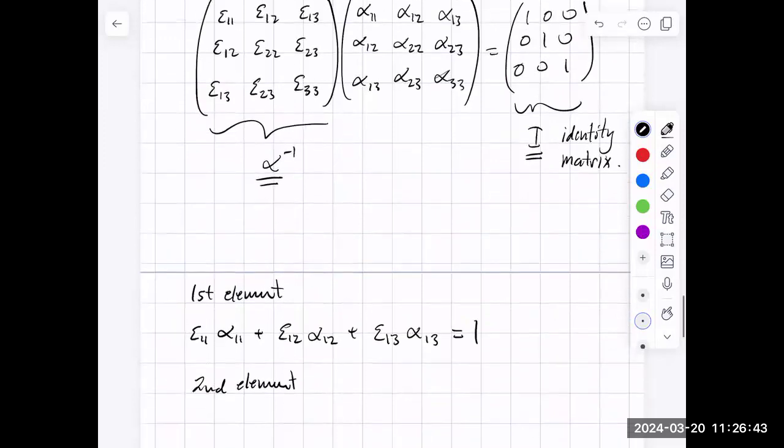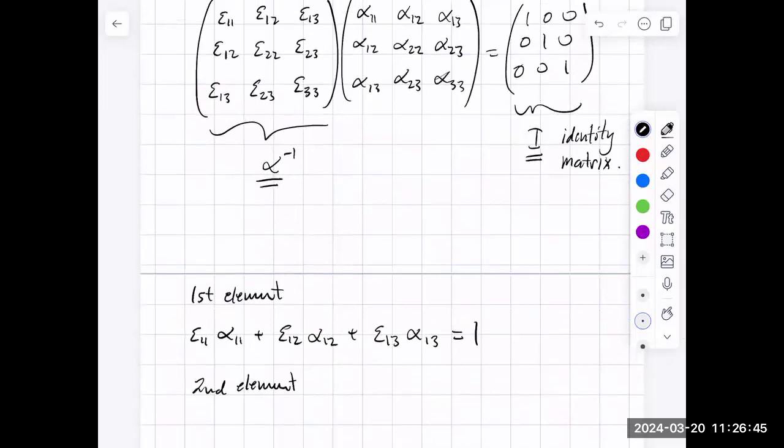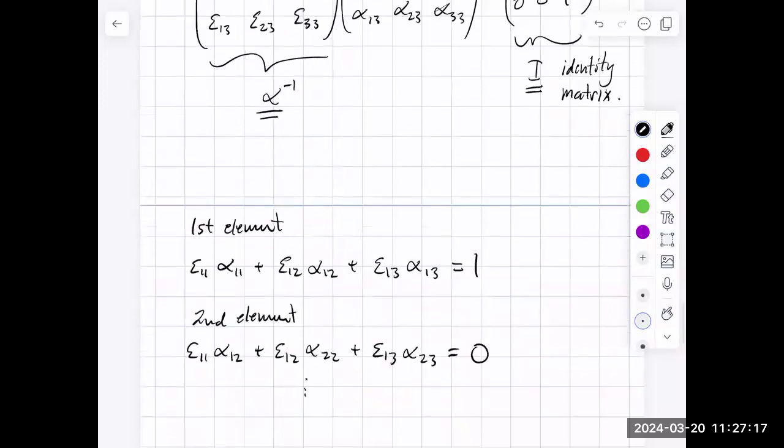Just as an example here, let's do that first row times the second column. So we'll get epsilon 1,1 alpha 1,2 plus epsilon 1,2 alpha 2,2 plus epsilon 1,3 alpha 2,3. And that has to be the top row, second column on the right-hand side, which is a 0 in the identity matrix. This has to be 0. And then, of course, we could just keep going.